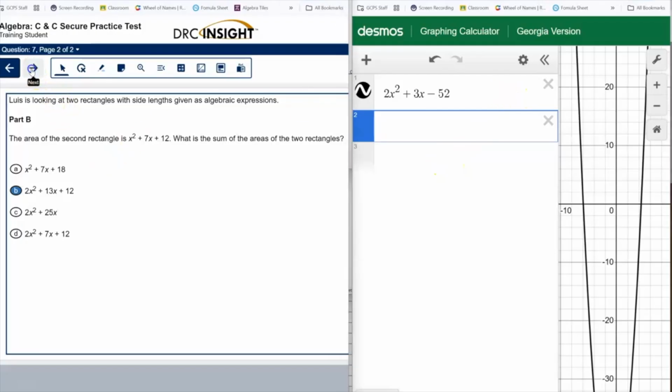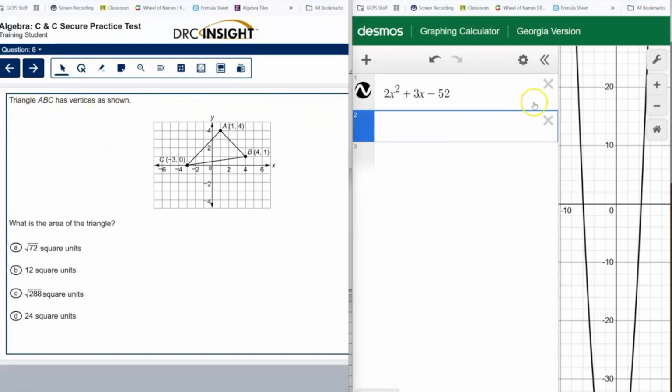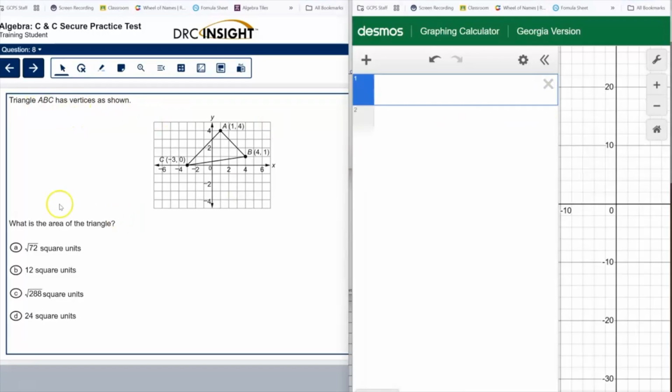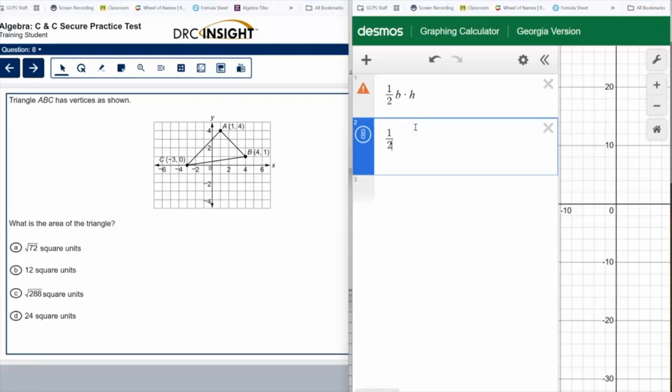All right. Number 8, ABC has triangles shown below. What is the area of the triangle? So you have to know, this is not on a formula sheet. The area is 1/2 base times height. So 1 divided by 2 times whatever the base is times the height. And we've talked about this before. With area, sometimes it becomes a whole number, sometimes it doesn't.